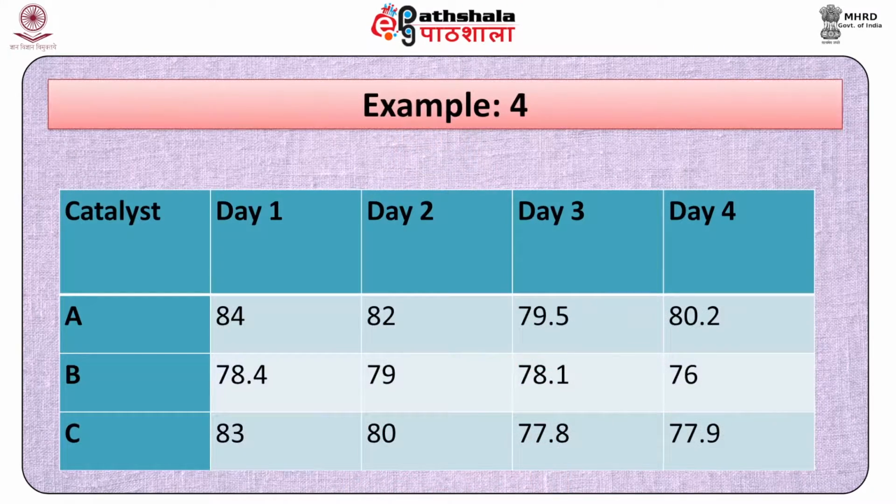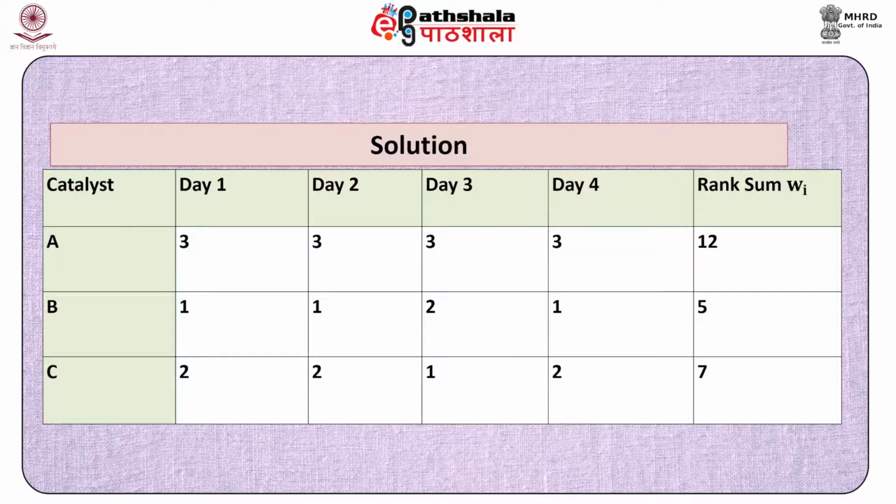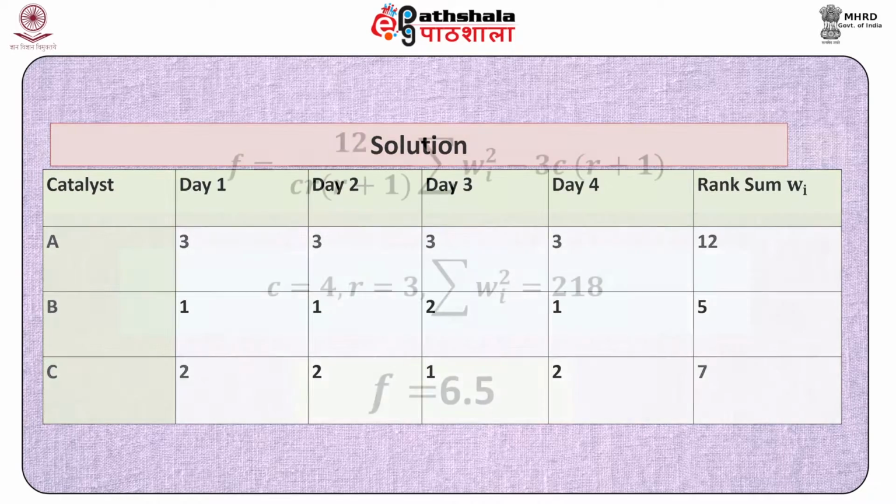Example 4. Data in the table below gives the efficiency of a chemical process using 3 different catalysts, A, B and C, on each of 4 days. Is there evidence that the different catalysts result in different efficiencies after controlling for the day? Now we will control for the day and ranks would be given for each day based on efficiency. If you look, you can see the ranks given.